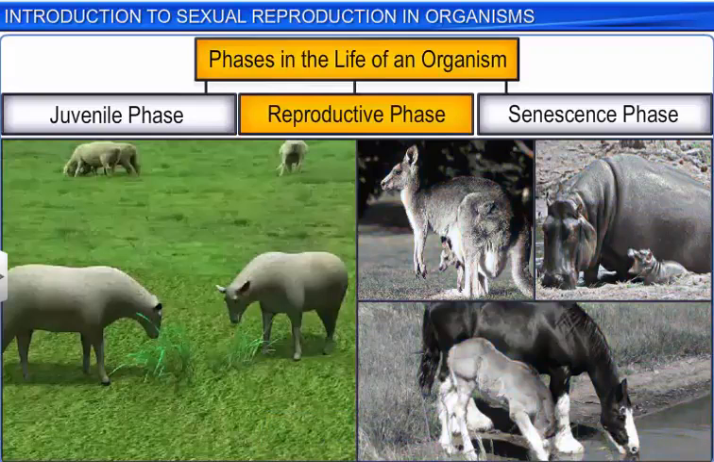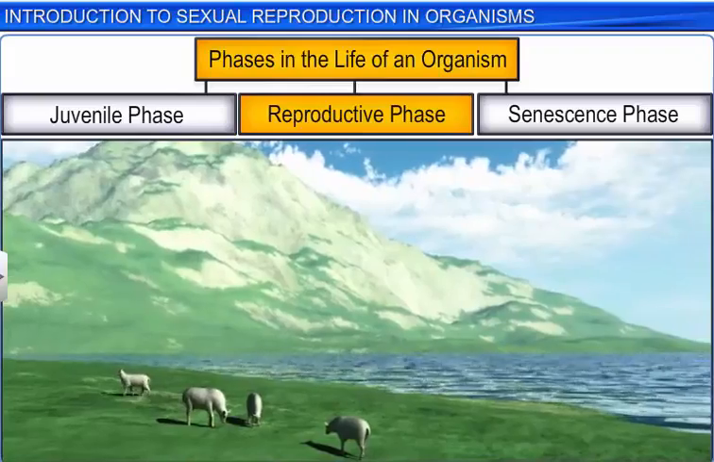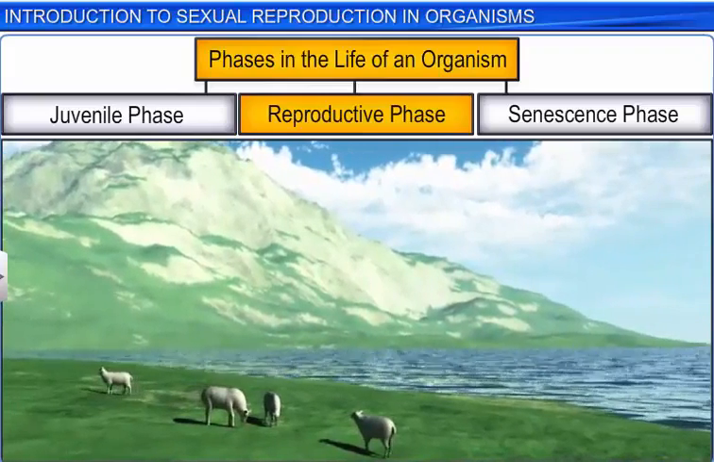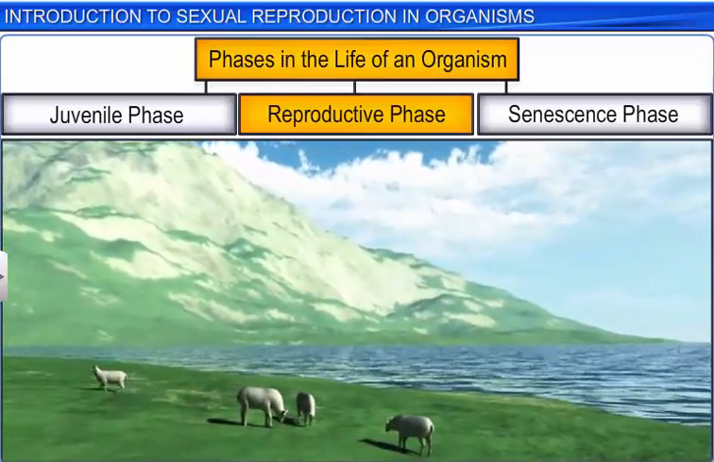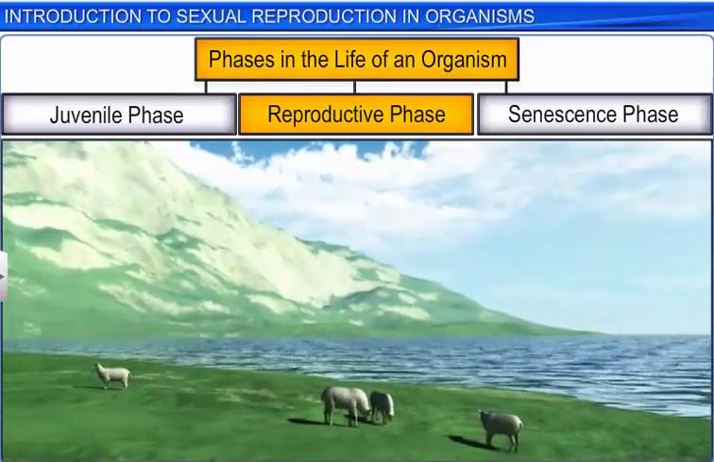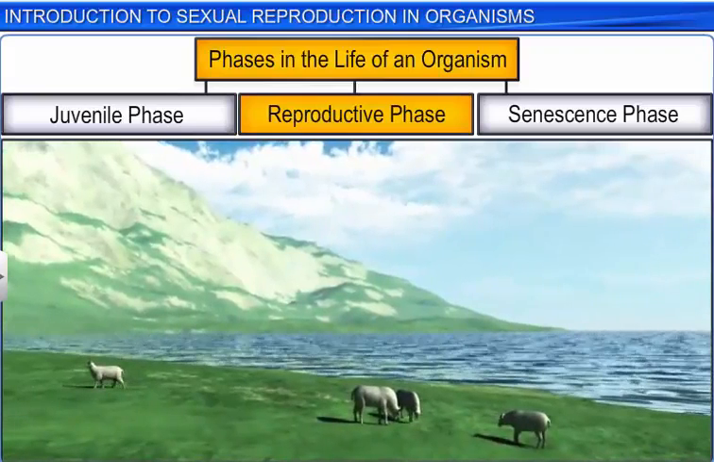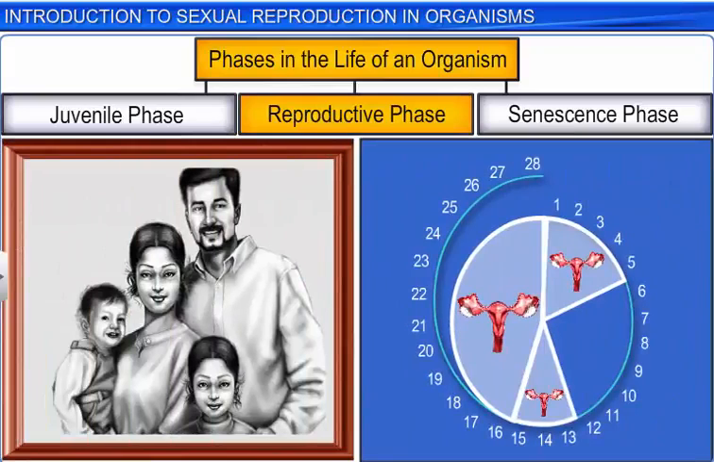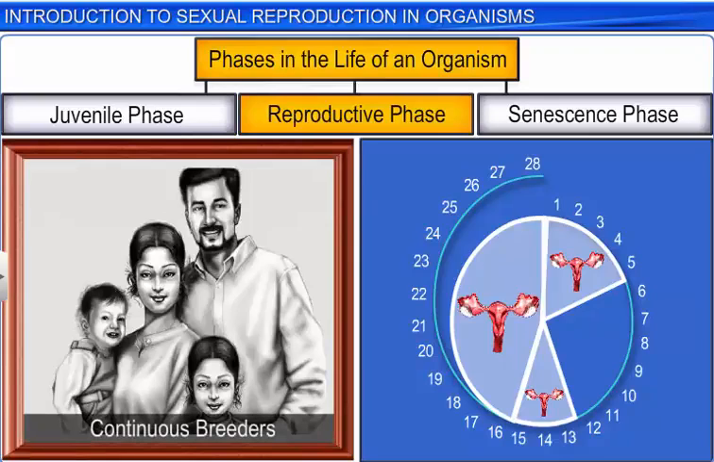Sheep, for instance, have spring as their favorable season for breeding. Breeding during spring allows for the birth of lambs at an optimal time. That is, when the weather is warm and there is plenty of grass and water available in nature. In human beings, on the other hand, the females experience the menstrual cycle and are active throughout their reproductive phase. They are therefore called continuous breeders.